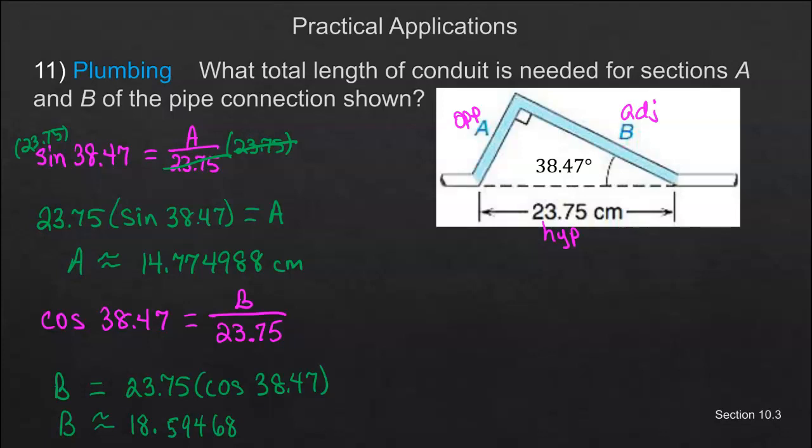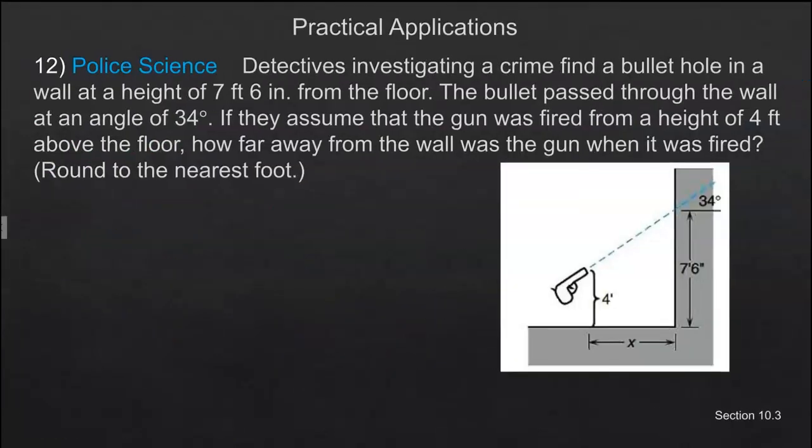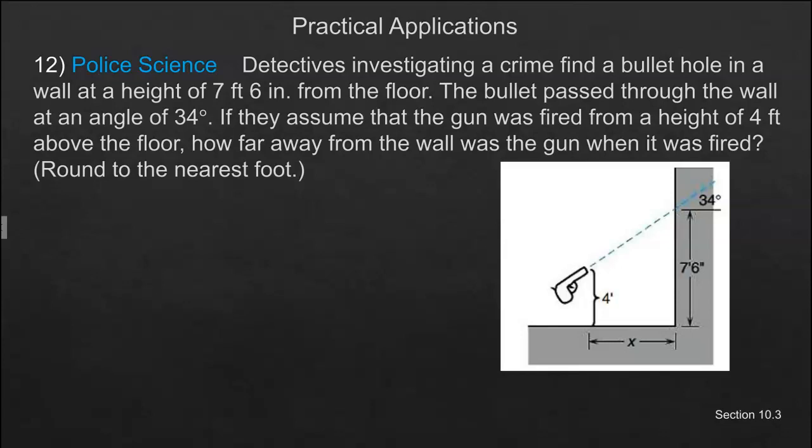We're going to get our total length, A plus B, and that is 33.37 centimeters. We're rounding it according to the way these were rounded in the first place, and so to the hundredths place on that.